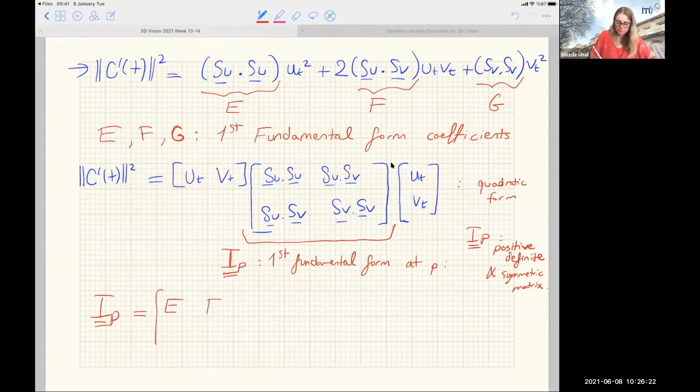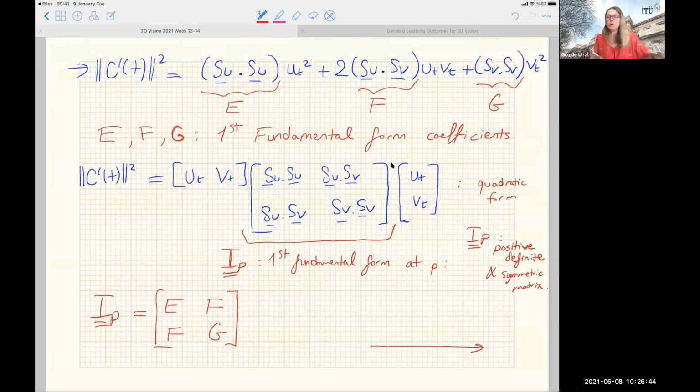coefficients, E, F, G. Okay, and now where do I use this? For instance, I can use this in calculating lengths and areas over my surface. So let's do it. Let's say I am able to calculate this.